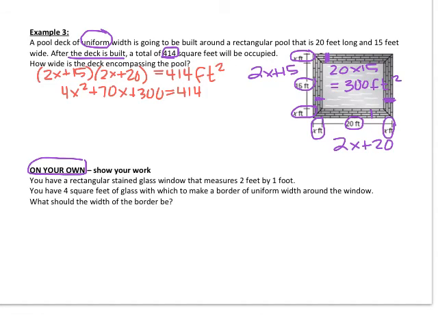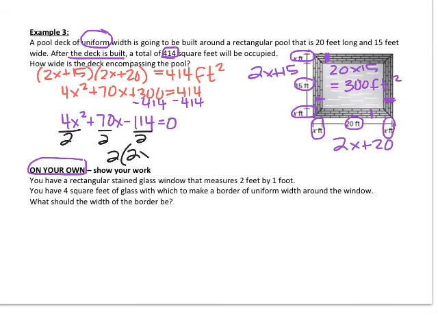If I need everything to be on one side, I'm going to have to subtract 414 from both sides so that it's equal to 0, and that's going to allow me to solve for x. So 4x squared plus 70x minus 114 equals 0. Well, it looks to me like we can at least take a 2 out of each of these because all of our numbers are even. So if I divide everything by 2, that just leaves me with 2x squared plus 35x minus 57. 2 divided into 114 is 57.